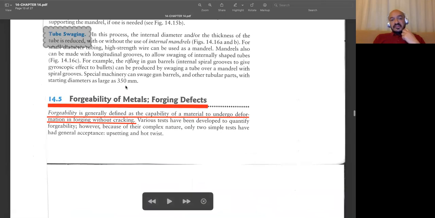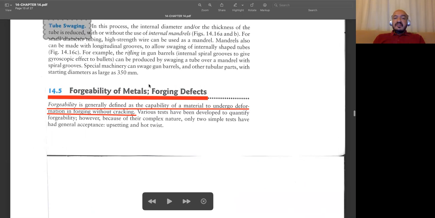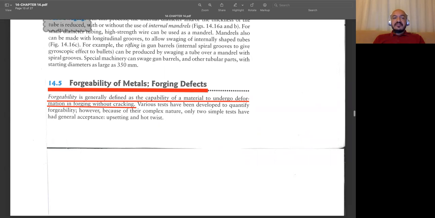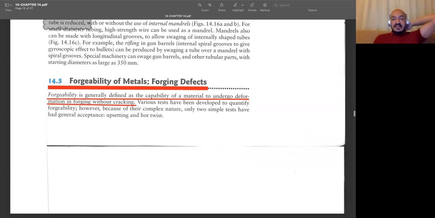Let's briefly talk about the forgeability. It's not complicated. It's very similar to machinability. If any material can easily be forged, then we can say that its forgeability is higher. And it's highly dependent on the ductility of the material. If it's quite ductile, then we can easily forge it. So there might be such a relation between forgeability and ductility.